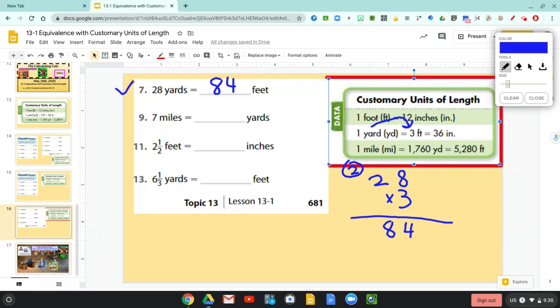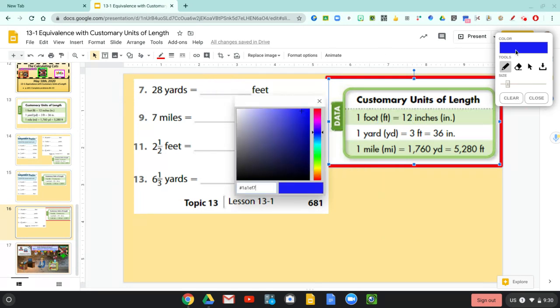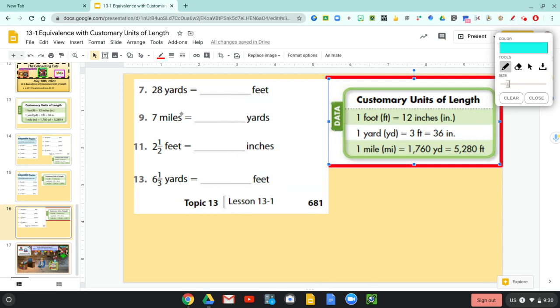So I'm going to clear the screen and we'll go over number 9. I'm having fun with these colors here. Let's try turquoise, see how that does. Okay, so now we're going to do number 9, and we're going from miles to yards. So miles to yards, that's a pretty big magic number.